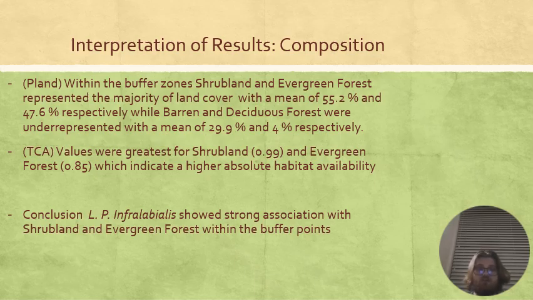When using total class area, values were greatest for shrubland at 0.99 and evergreen forest at 0.85, which indicate a higher absolute habitat availability. The conclusion for this would be Infralabialis showed strong association with shrubland and evergreen forest within the buffer points. However, shrubland is not a preferred habitat of Infralabialis, while the forests are, both evergreen and deciduous. However, deciduous forests were very underrepresented, being only 4% at the mean.